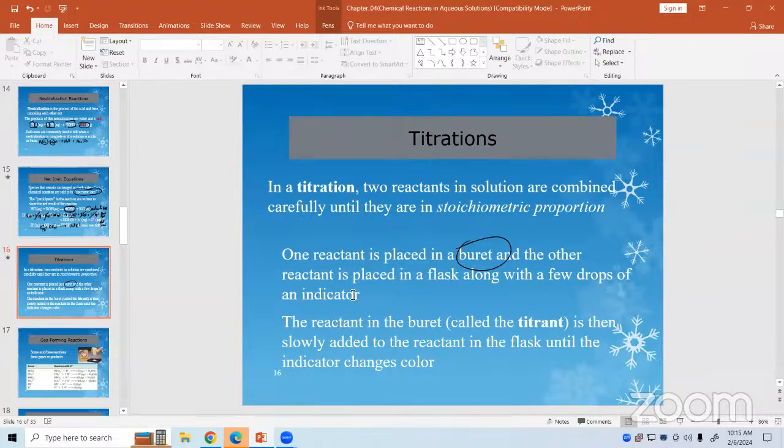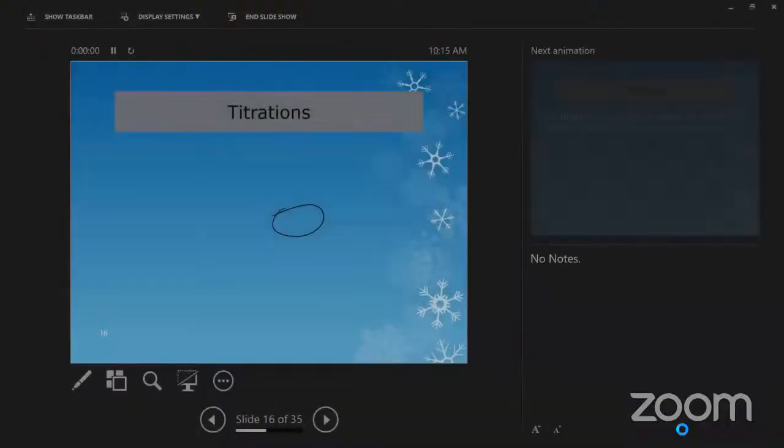In the actual experiment, there's a lot more details because you have to do some other things like standardization and so on, which I won't get into. All right. So that's basically what happens in titration.